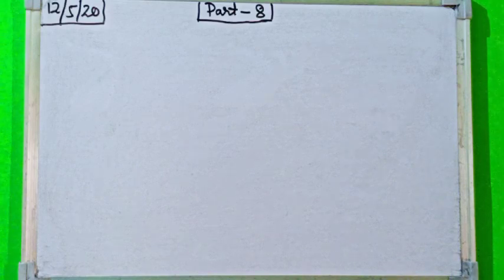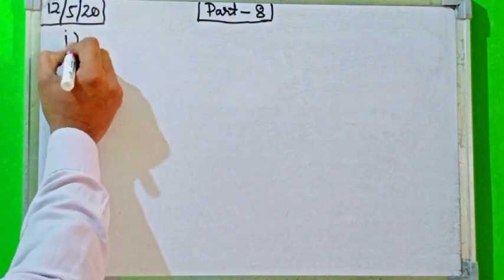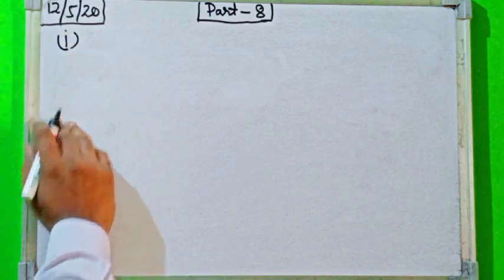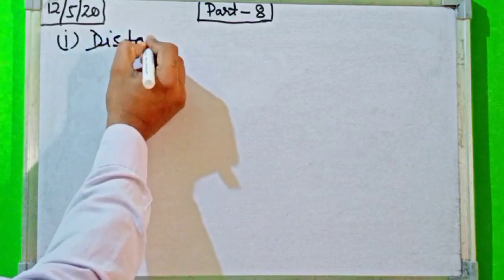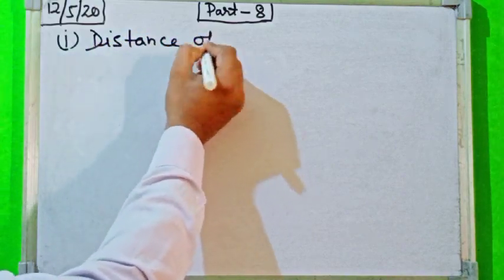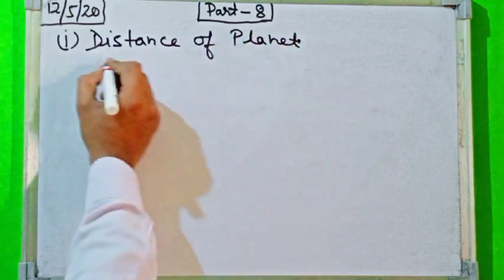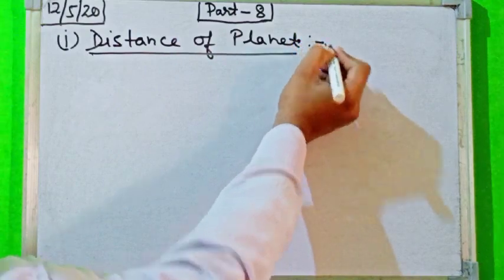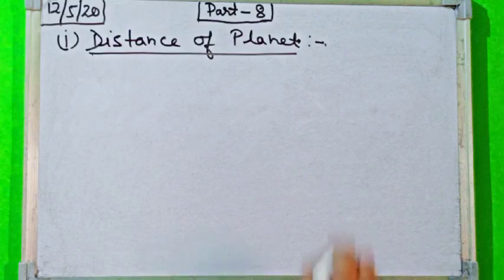So let us discuss about the application of parallax method in finding distance of the planet. So first application of parallax method, distance of planet. This thing we will discuss. For discussing this, I am going to draw the diagram.